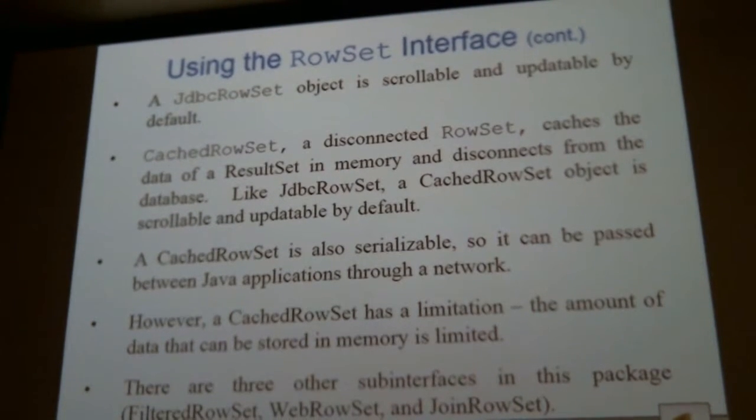A cached row set is, again, a disconnected one, and it is scrollable, it is updatable, and it's also a serializable interface. So it implements a serializable interface, and it means you can actually pass the connection between different applications.